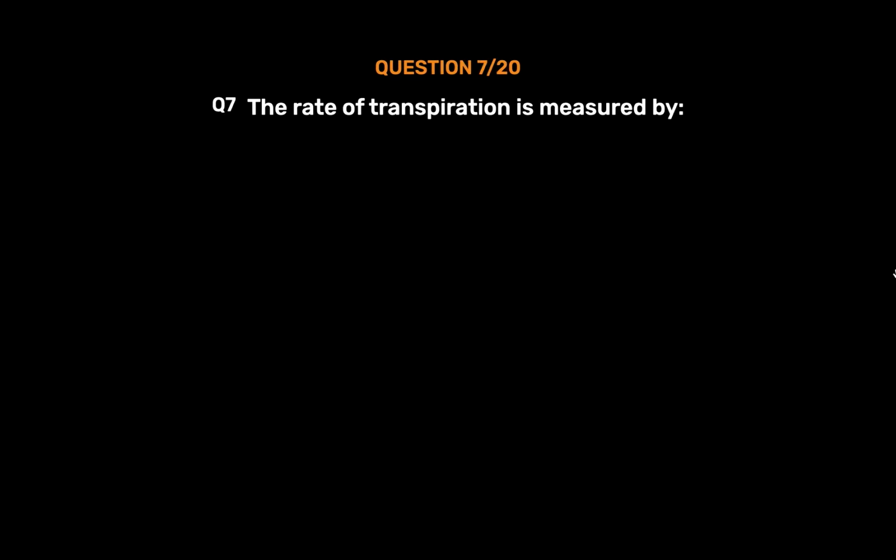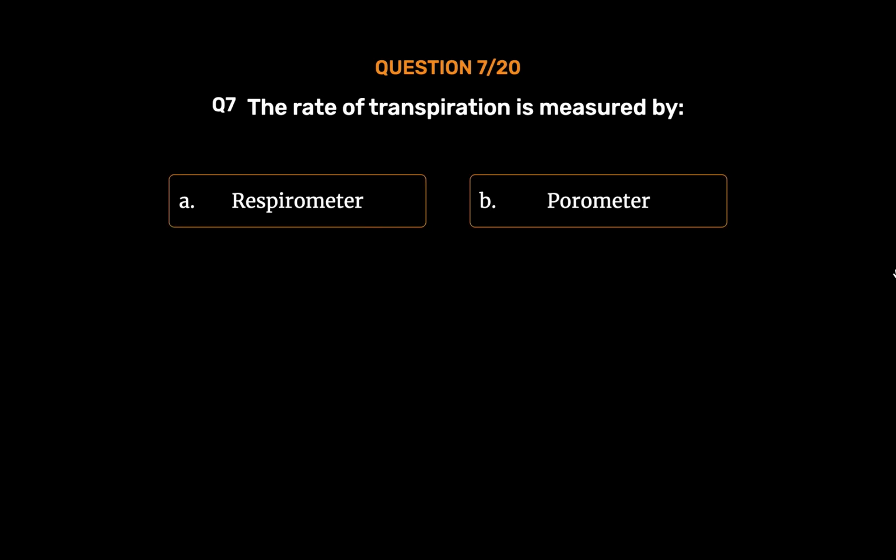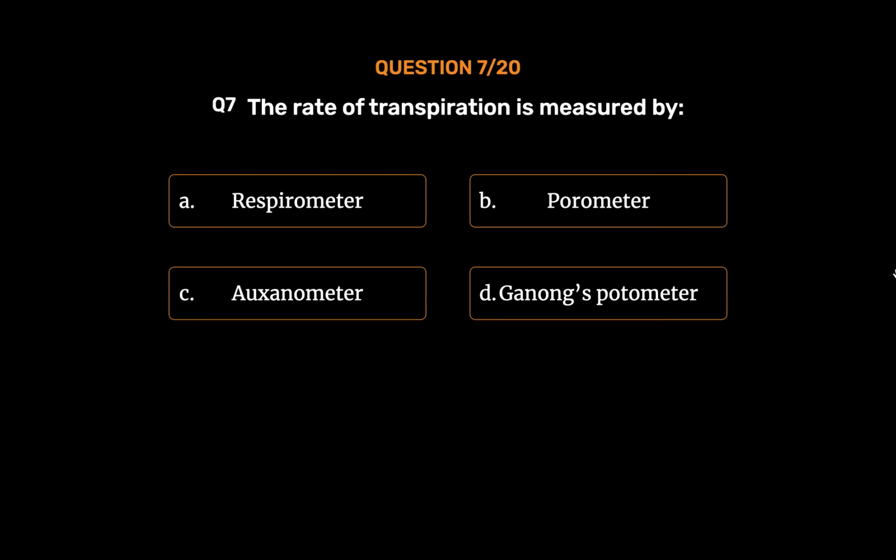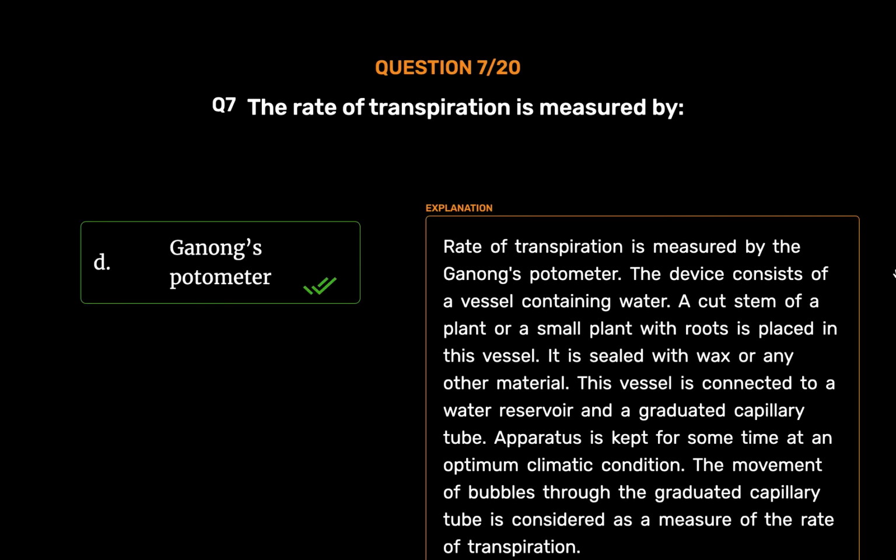Question number 7. The rate of transpiration is measured by option A, respirometer, option B, porometer, option C, oxynometer, option D, ganongspertometer. The correct answer is option D, ganongspertometer. Rate of transpiration is measured by the ganongspertometer.